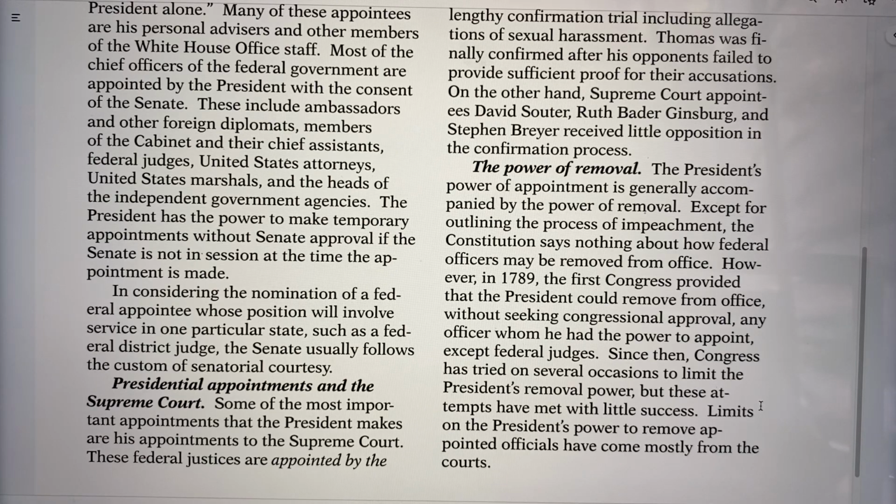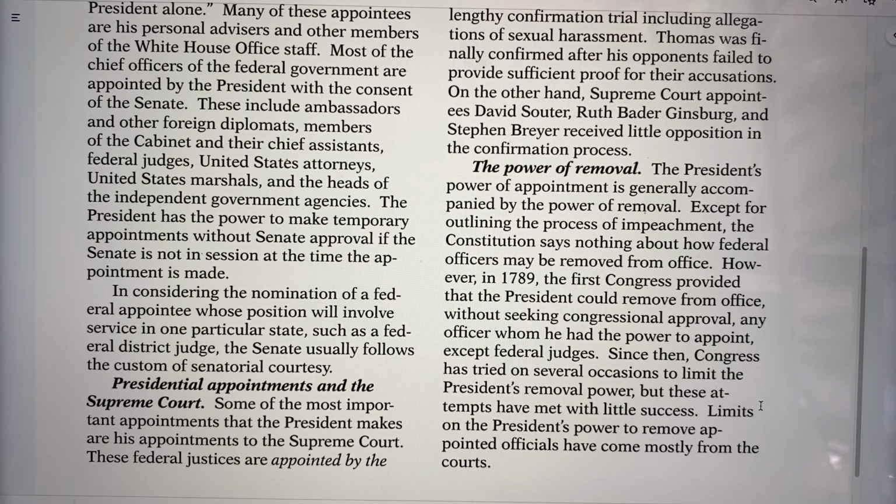So if the president picks someone from a certain state, and that senator of that state does not approve, then the Senate will stand against the president, and the president will not get that person's appointment. They will stand behind the senator instead of behind the president. So that's senatorial courtesy, just to know what it is.